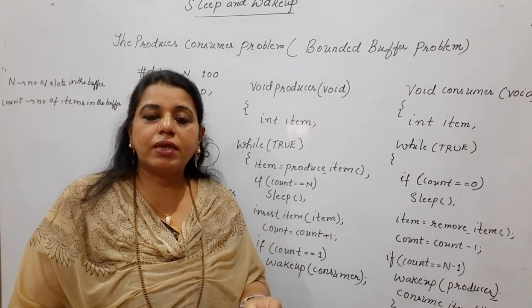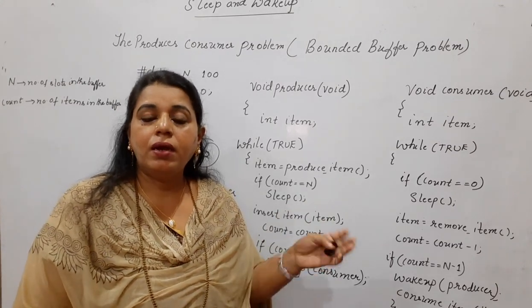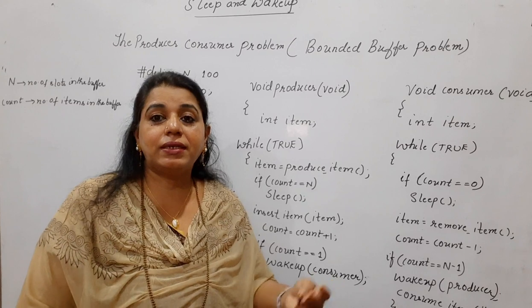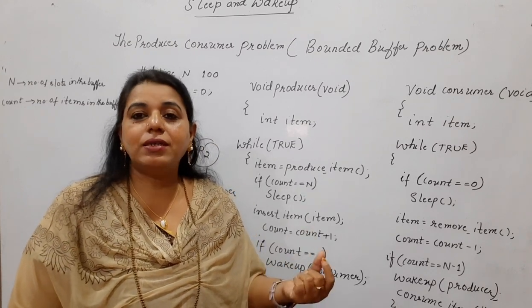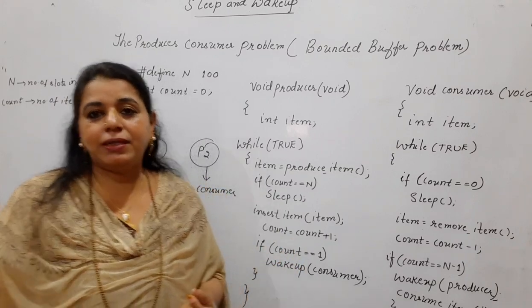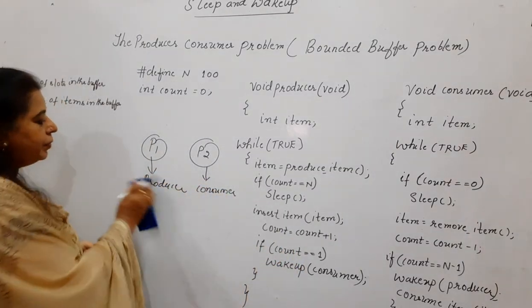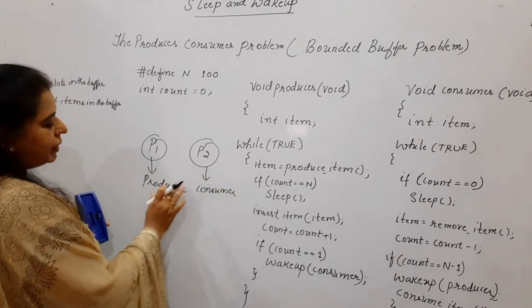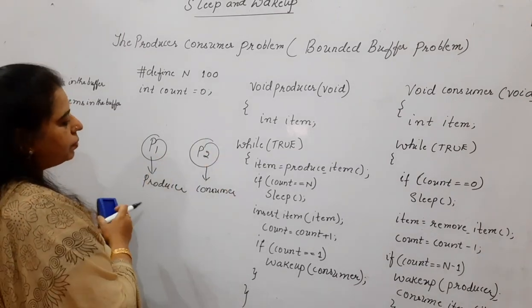But if we use exactly these words, producer and consumer, it also reflects the functionality of that process. What is the producer process doing and what is the consumer process doing? That we will be seeing in today's session. So now let us take this one. I hope it is clear to you all: producer is one process, consumer is another process.